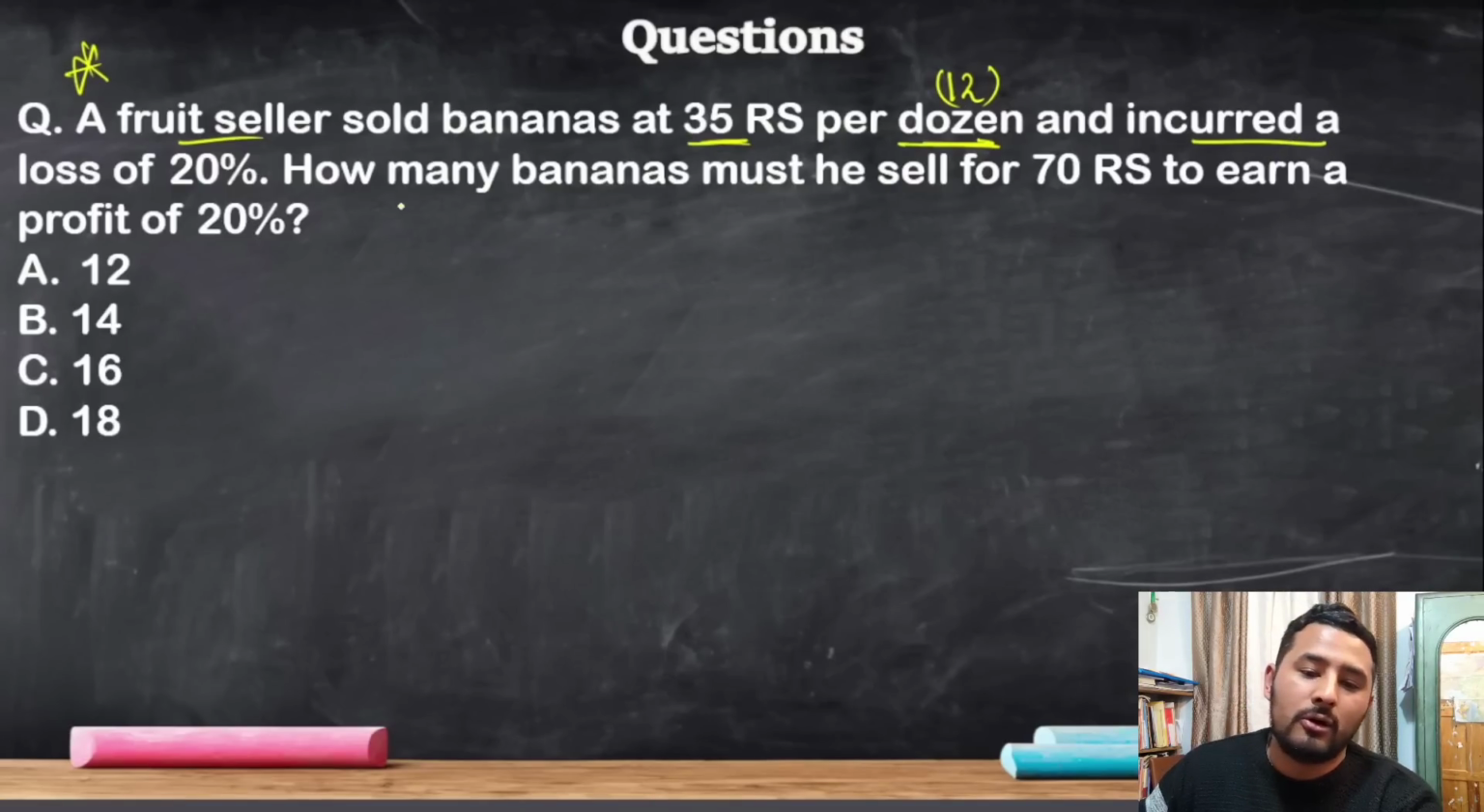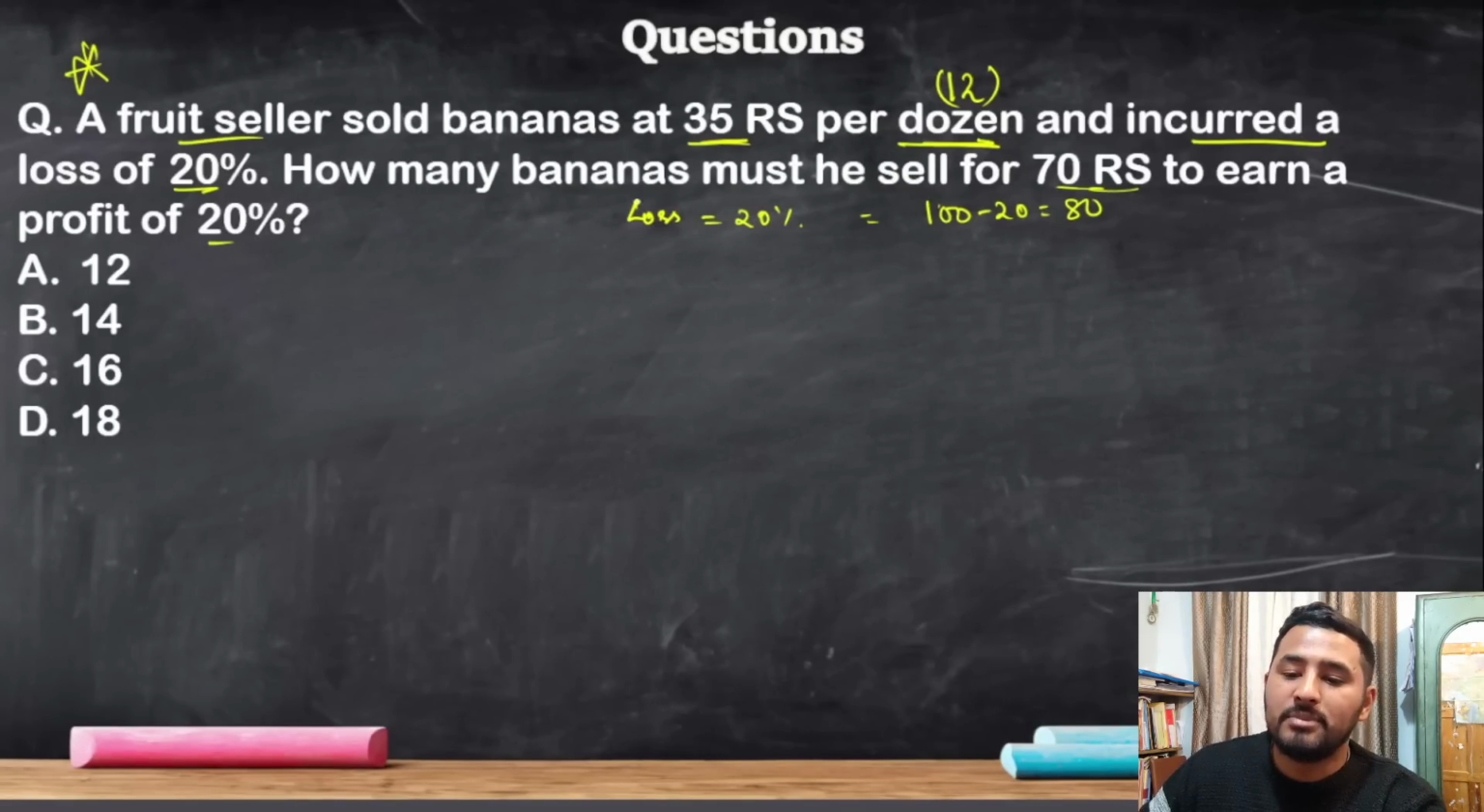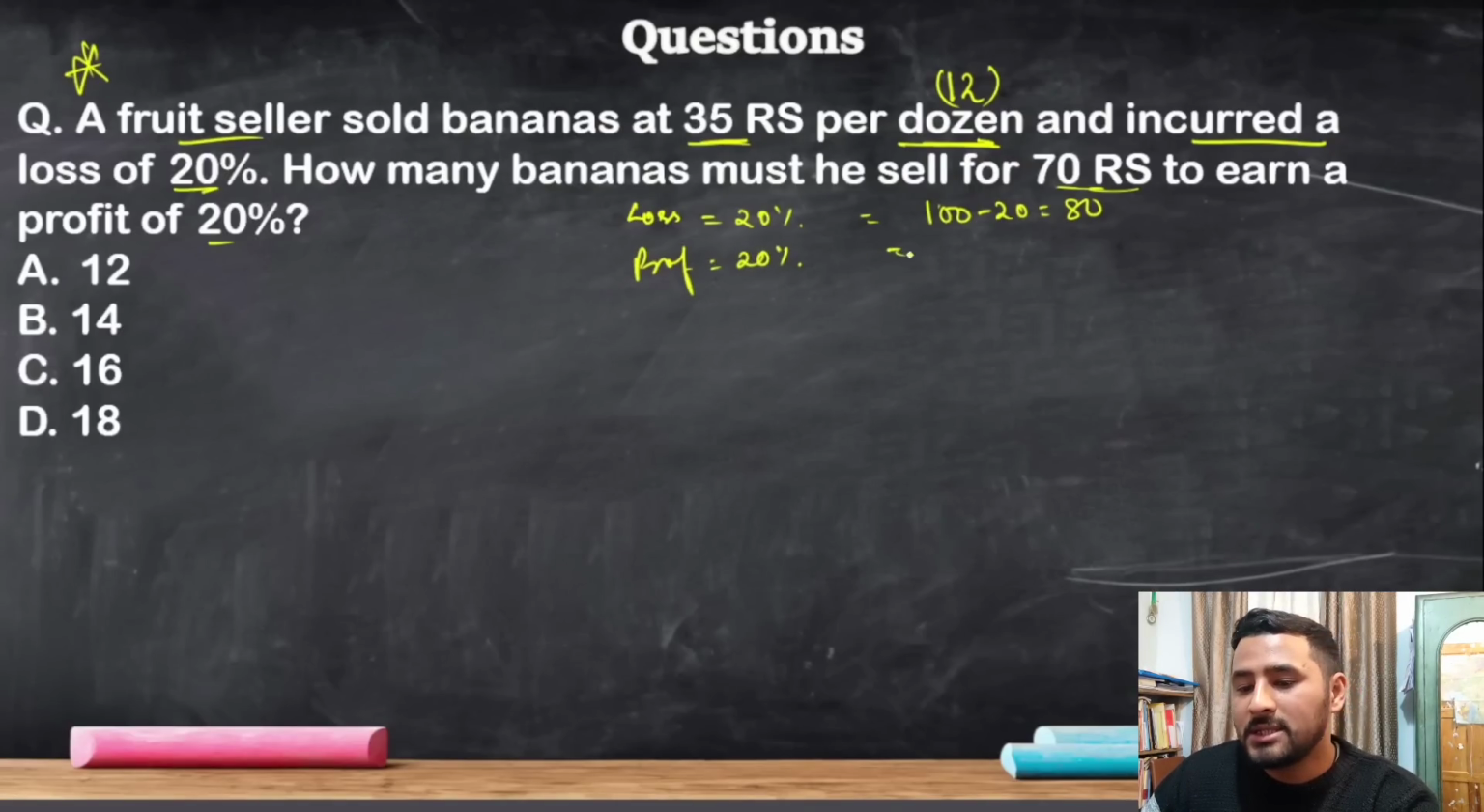And incurred a loss of 20%. Again, loss of 20%. You can write this as 20%. Loss means what? Out of 100, you can write this one as 100 minus 20, which will be how much? 80. Okay, clear? Now how many bananas must he sell for 70 rupees to earn a profit of 20%? So profit of 20%. Again, 20% profit means 100 plus 20. This will be 120.